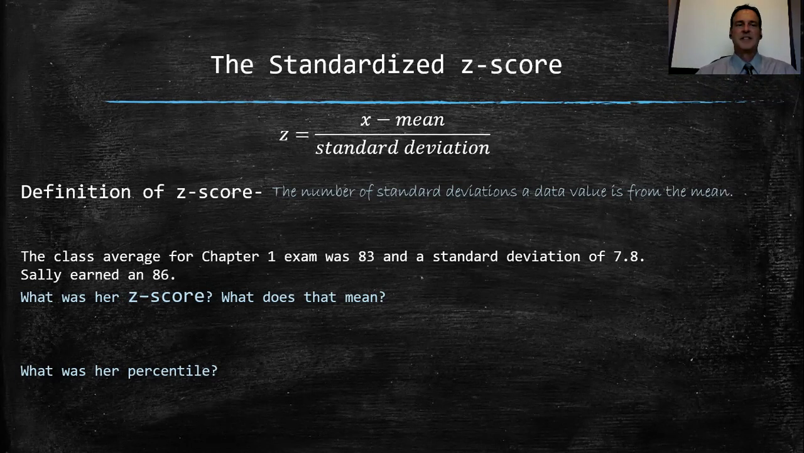Let's take a look. It says the class average for a Chapter 1 exam was 83, and it had a standard deviation of 7.8. Sally, who was in the class, earned an 86. So two questions: what is her z-score based on this information, and what does that mean in context? I'm going to say z is equal to, using the formula above, x, the item in question, in this case a score of 86, minus the mean, which we said was 83, all over the standard deviation of 7.8.